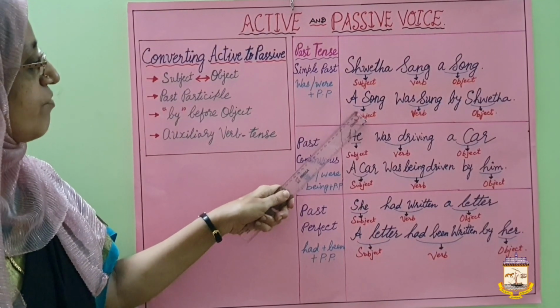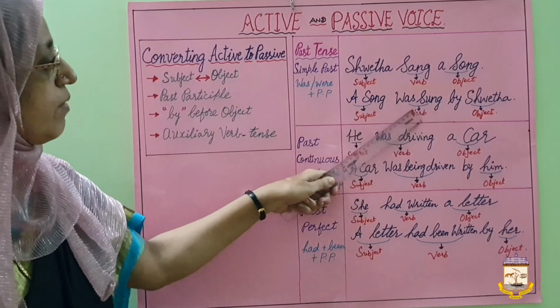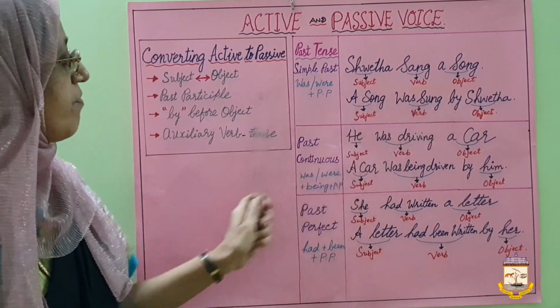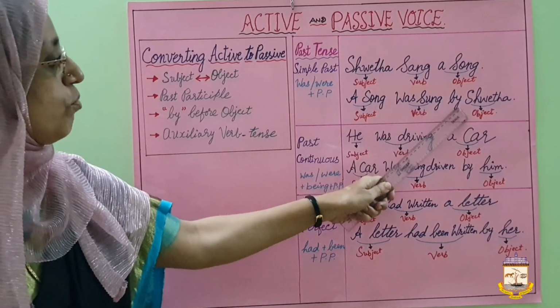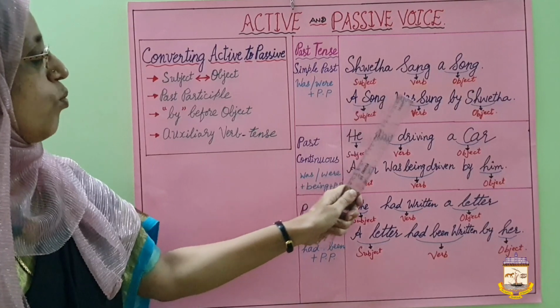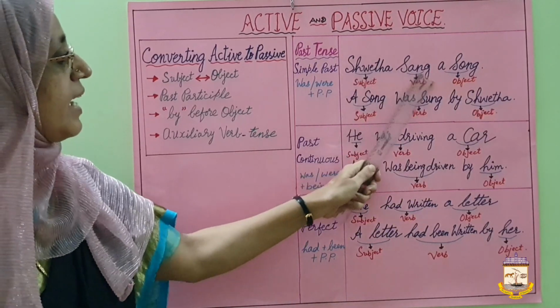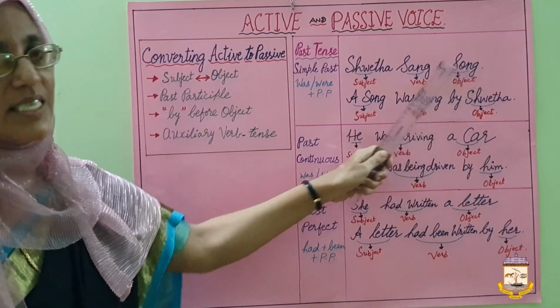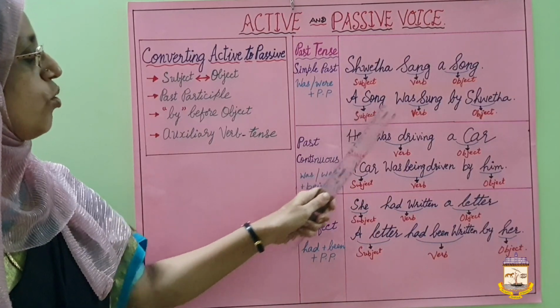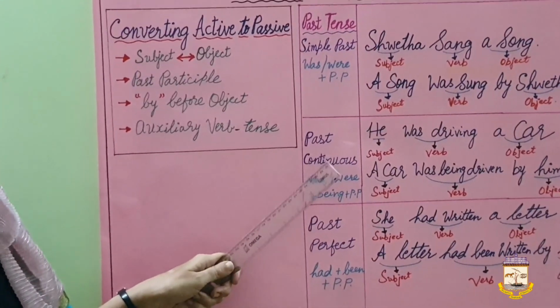So in the passive form, a song was sung. The past participle form is sung, by before the object. So by before Shweta. So the sentence is a song was sung by Shweta. So Shweta sang a song is changed in the passive as a song was sung by Shweta. Now let's move on to the past continuous tense.